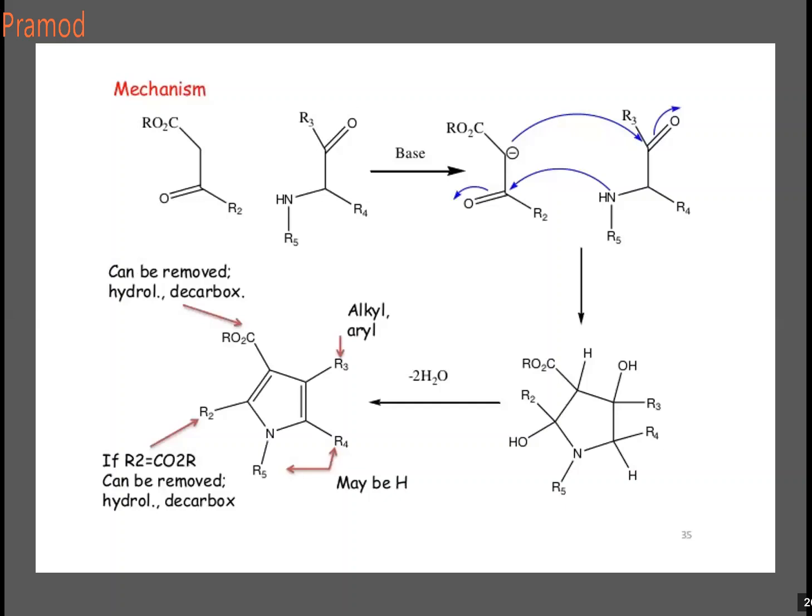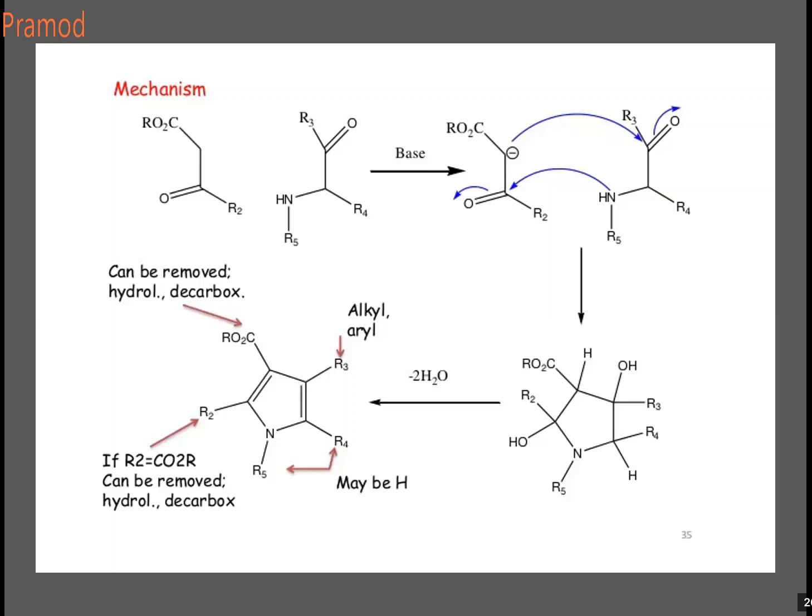Okay, that forms a carbanion. This carbanion attacks the carbonyl group of your alpha amino ketone to form your OH, and your nitrogen attacks the carbonyl group. So this leads to the formation of a diol type of system, and there is a loss of a water molecule to give you your unsaturated compound, that is your pyrrole.